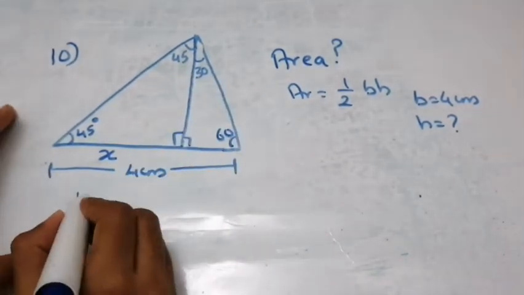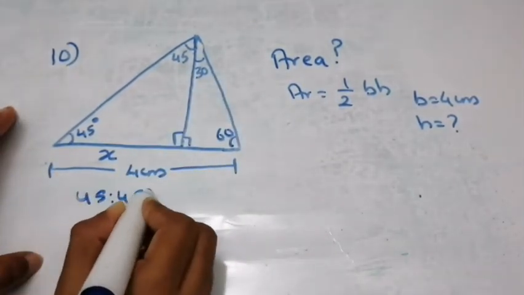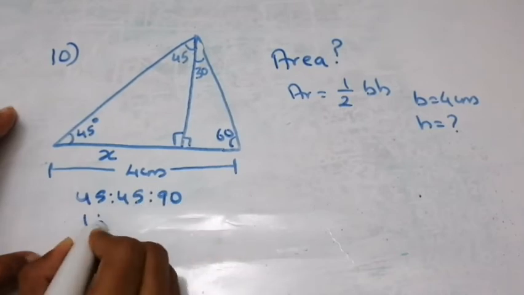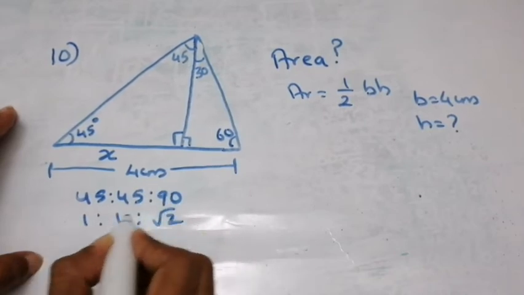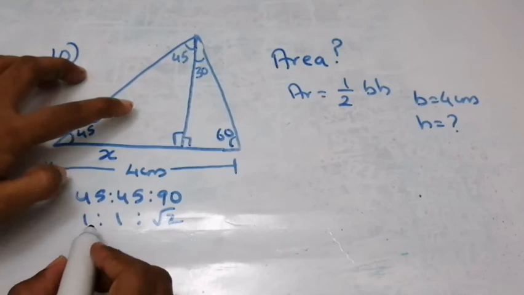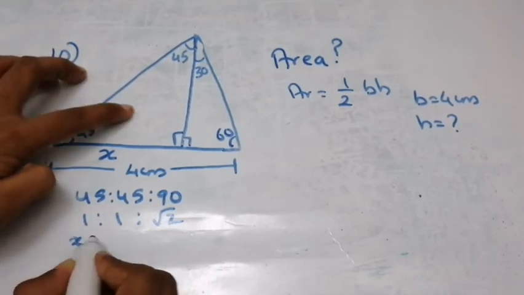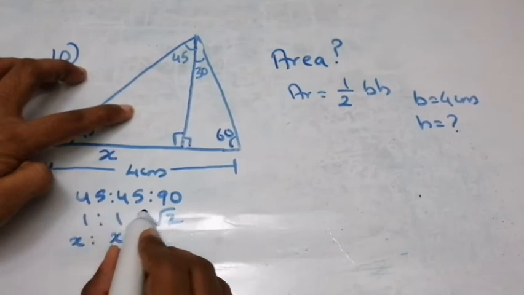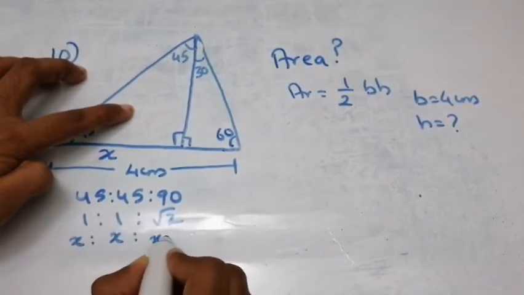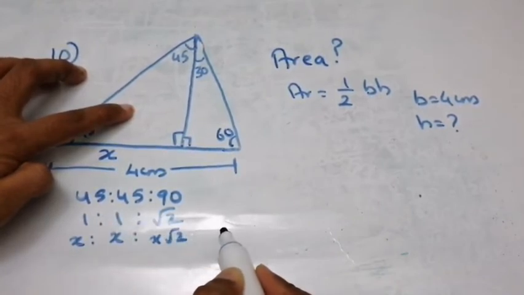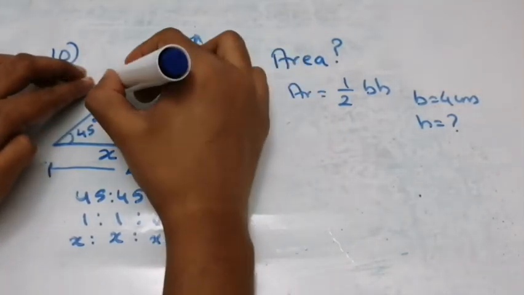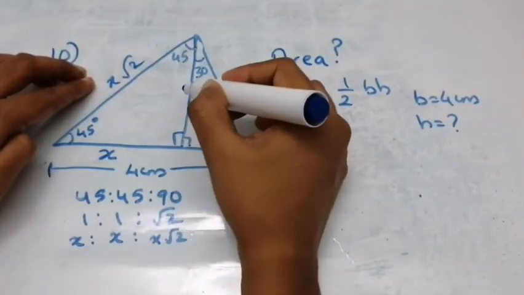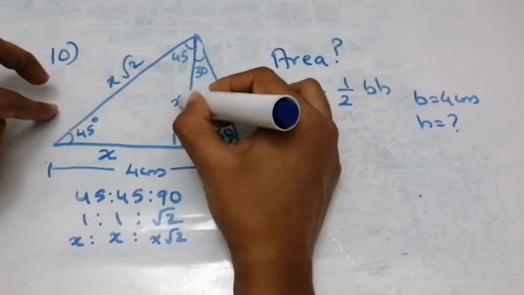We know the ratio is like this: 45 to 45 to 90 is 1 is to 1 is to root 2. So here in this figure I am considering opposite to 45 as x. Then what will be the opposite to the other 45? x only. 1, 1, root 2: x, x, x root 2. So opposite to 90 degree will be x root 2, and opposite to this 45 is also x.